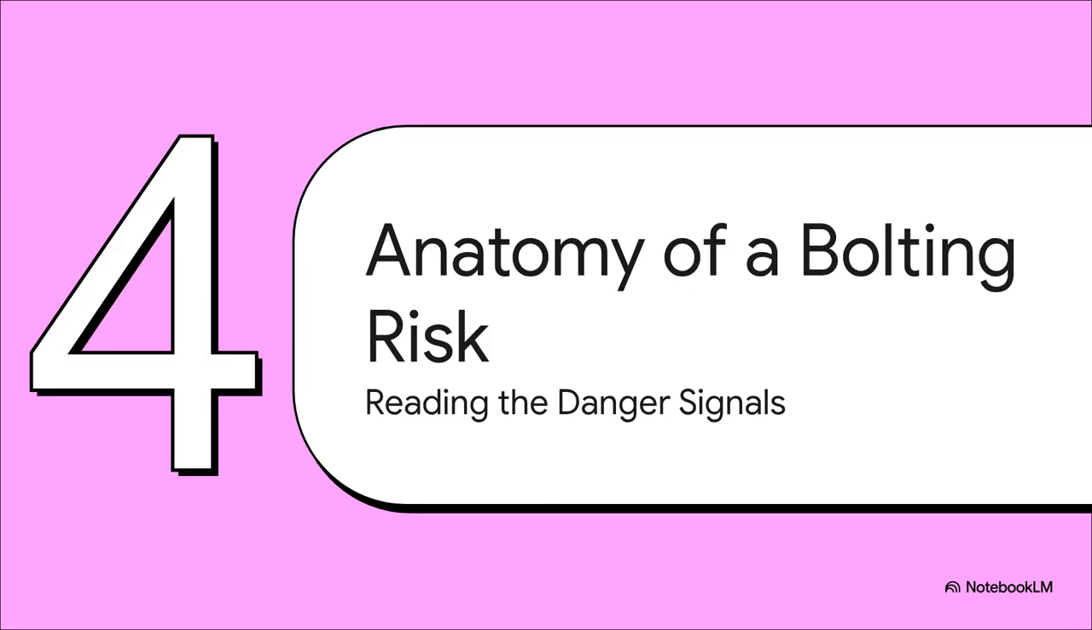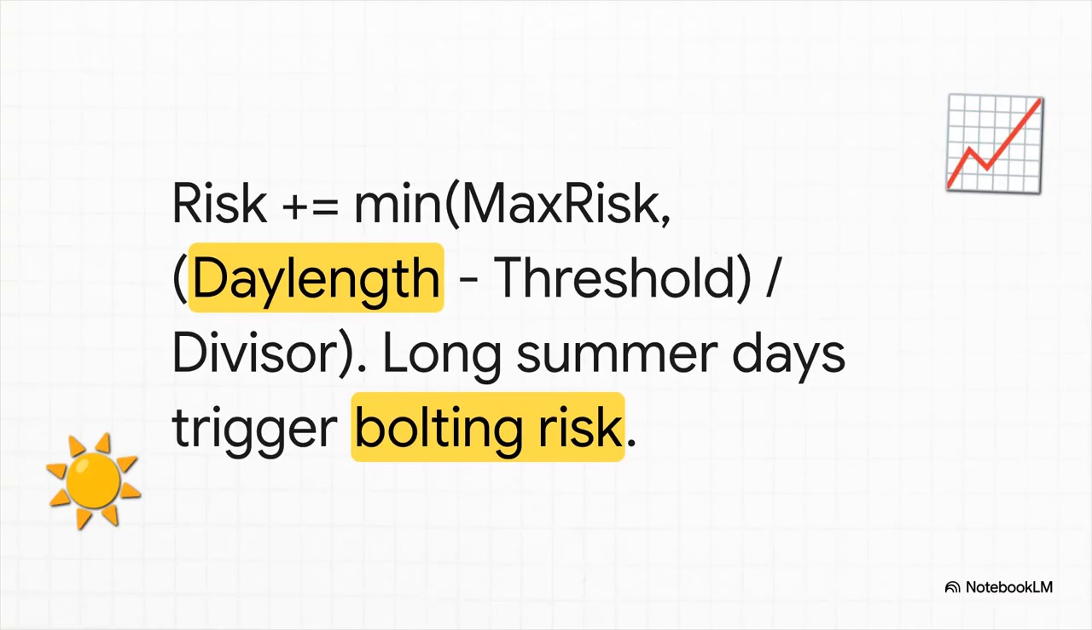Now let's meet the antagonist in our story, bolting. The model doesn't see this as a simple on or off switch. No, instead, it's smarter. It tracks 4 distinct danger signals that slowly add up and increase the plant's total risk of bolting over time. Danger signal number 1, long days.